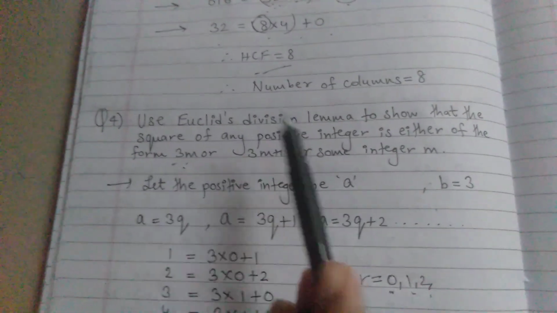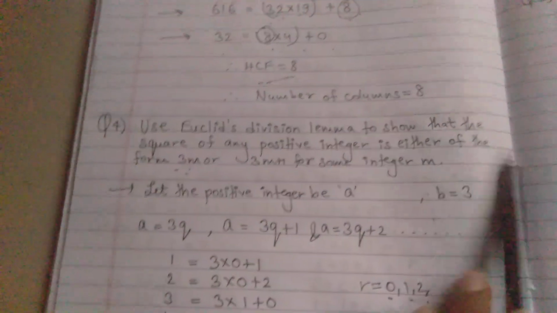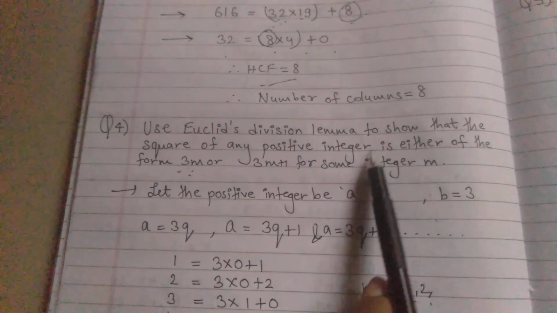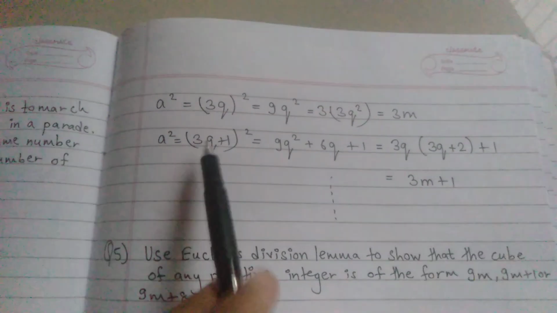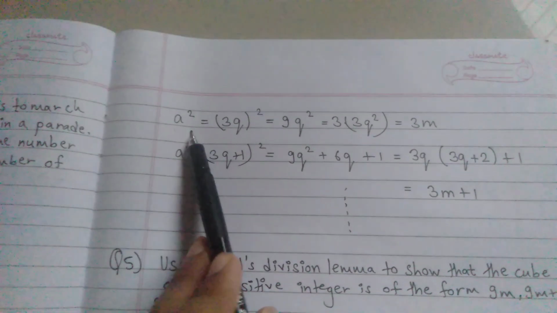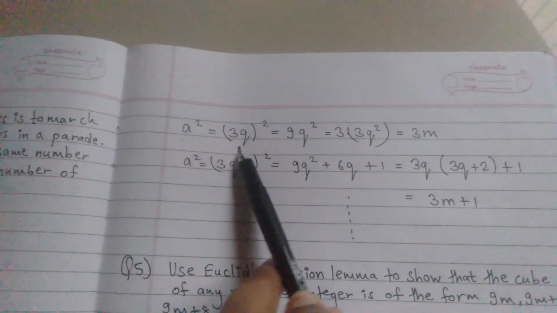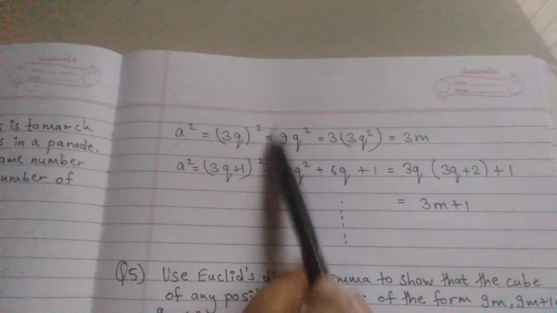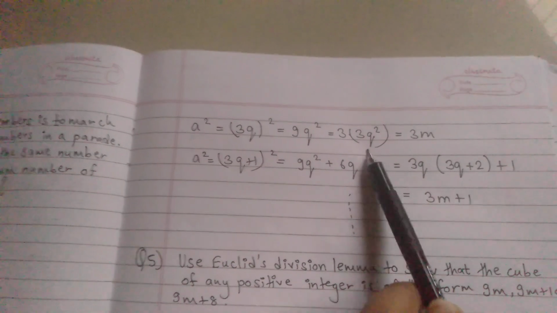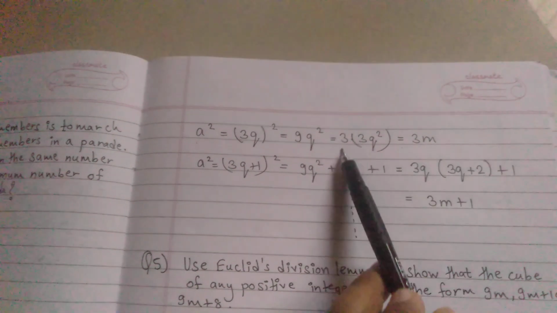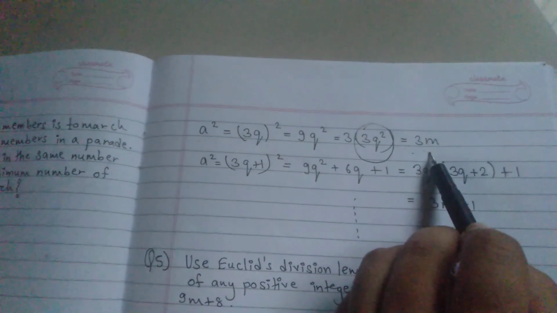So now, as it is written in the question that we have to show that the square of any positive integer, so let's square the number a. So if we square a, so a can be represented as 3q. So a square is equals to 3q whole square is equals to 9q square. Let's take 3 common from it. So 3 into 3q square is equals to 3 into, let us consider this 3q square as m.